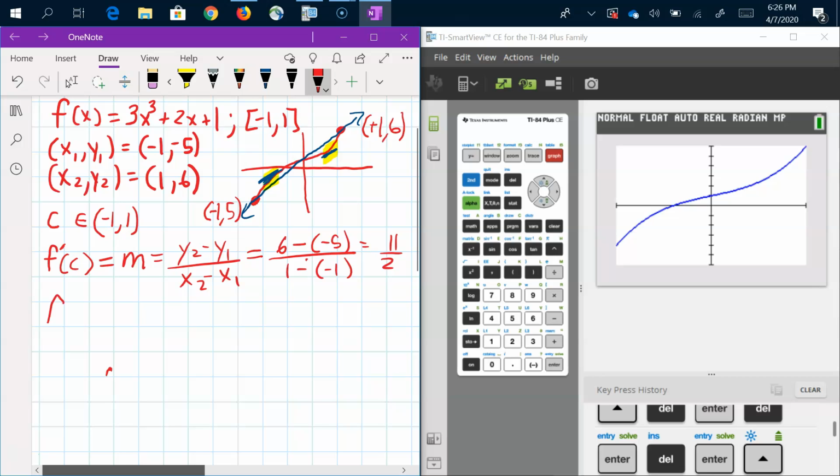So let's first figure out what the derivative is. Of course, we just use the power rule on the polynomial. And we get 9x squared plus 2. So we'll set that to 5.5 and solve.